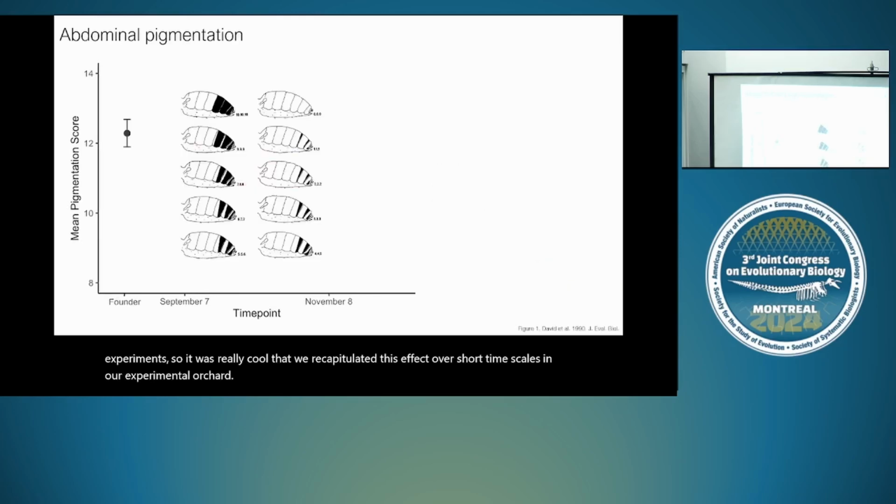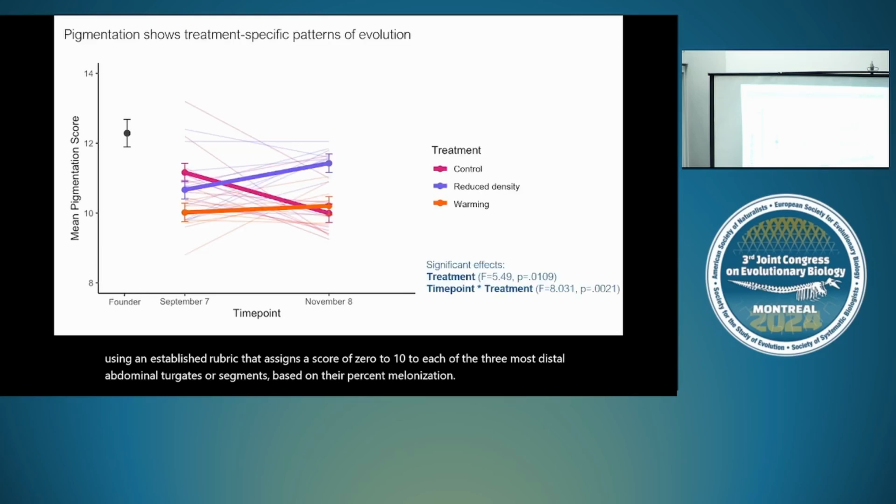The next phenotype I looked at was abdominal pigmentation, and I measured pigmentation using an established rubric that assigns a score of 0 to 10 to each of the 3 most distal abdominal tergites or segments based on their percent melanization. And I found that pigmentation shows treatment-specific patterns of evolution. So here you can see the control populations were lighter in the fall relative to the summer, and the reduced density populations were the opposite. They were darker in the fall relative to the summer. And interestingly, the warming treatment resulted in the lightest flies in the summer, but then there was no change between the summer and the fall.